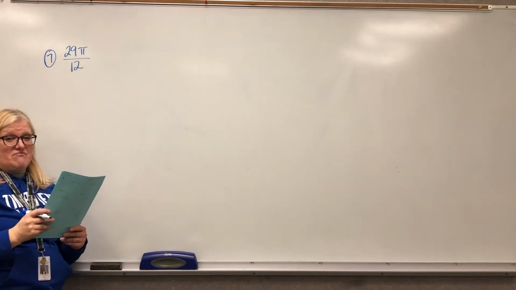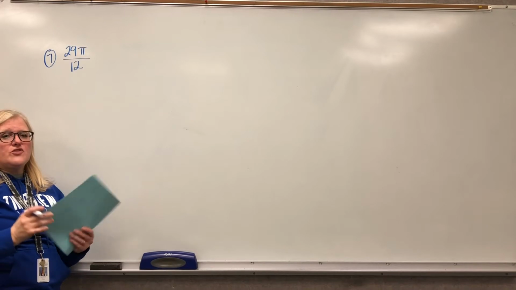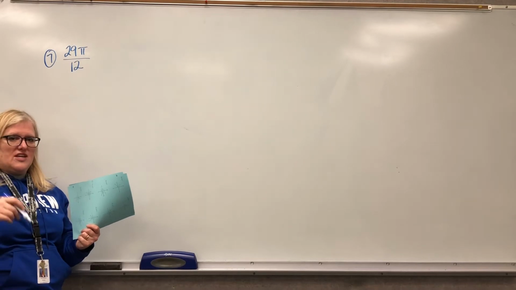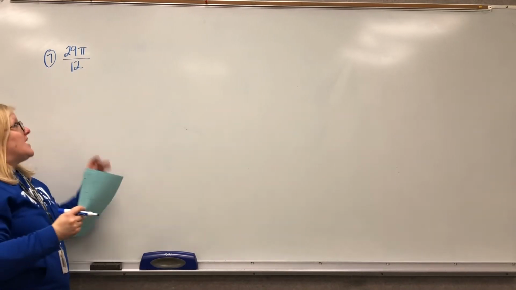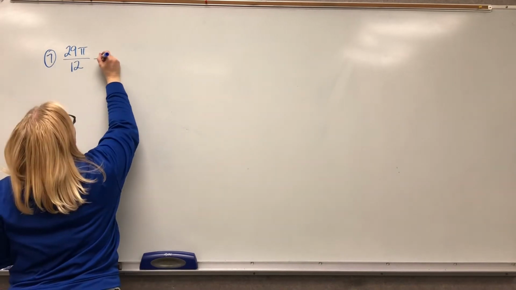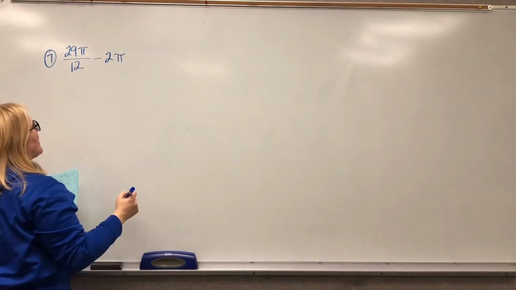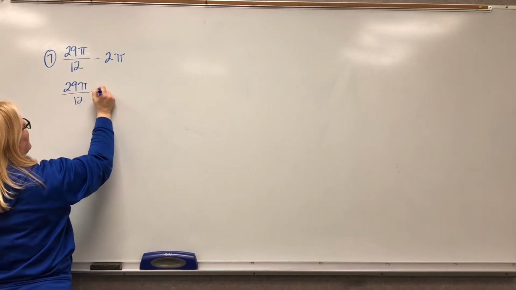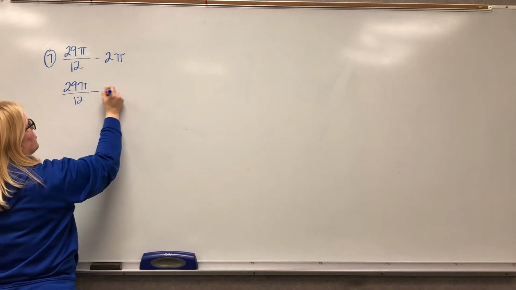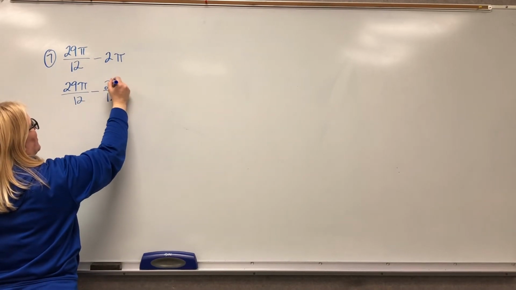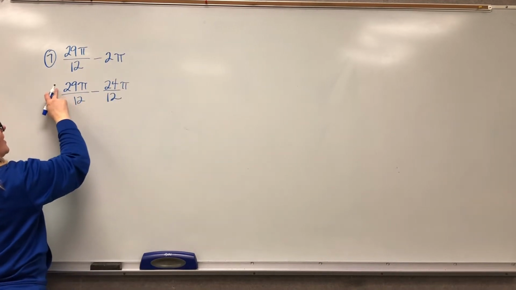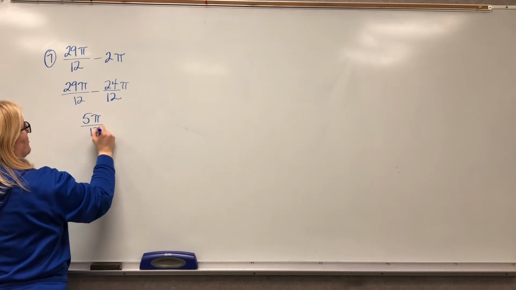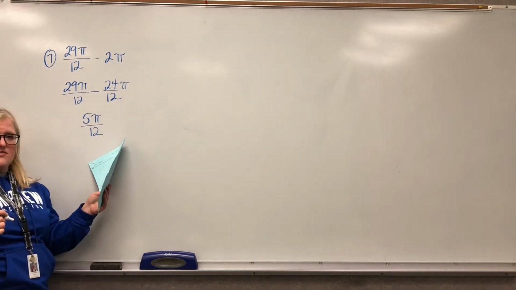This is big. Goes around a few times. And you have to remember that one full rotation in radians is 2 pi. And since this is big, I'm going to subtract 2 pi from it and see what I get. So this is 29 pi over 12 minus, if I get a common denominator of 12, this is going to be 24 pi. So 29 pi minus 24 pi is 5 pi over 12. So there's one example of a positive coterminal angle.